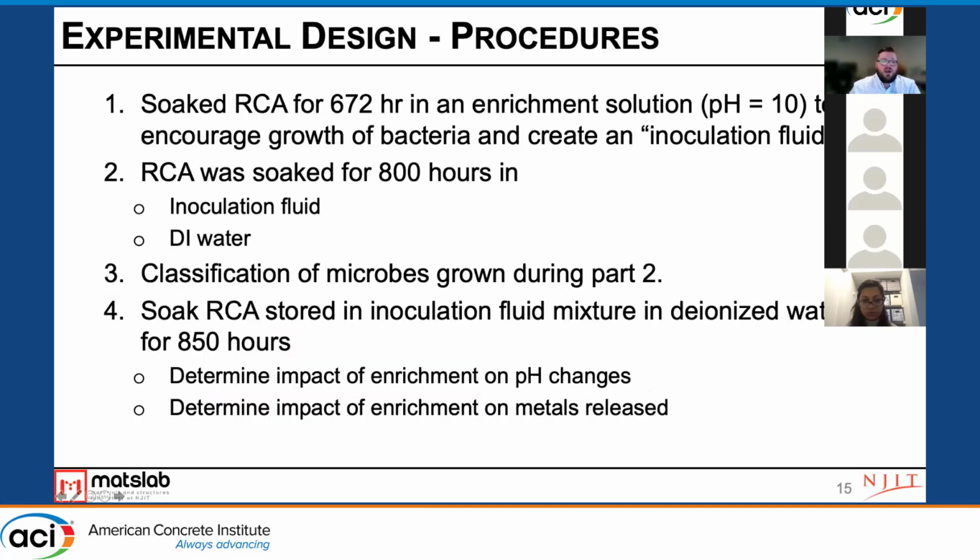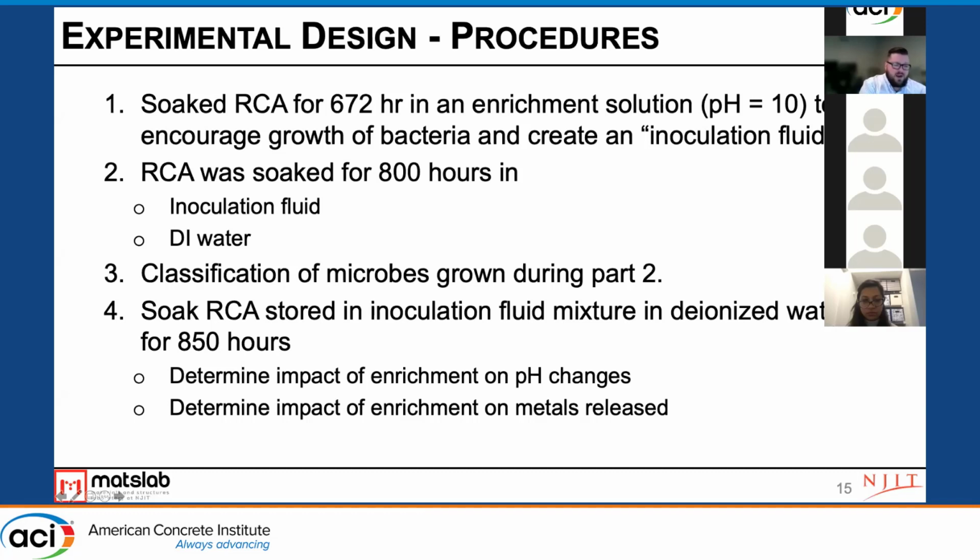So after that, we soaked our RCA for 672 hours in an enrichment solution. So this is a high pH solution that is looking to encourage growth of bacteria in this enrichment solution. And then from that solution, we can create what is called an inoculation fluid. We then took new RCA and soaked that for 800 hours, either in the inoculation fluid or DI water, to try to figure out if this inoculation fluid could help us to control the pH of the RCA.